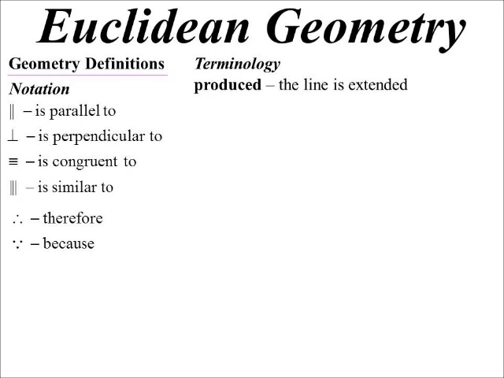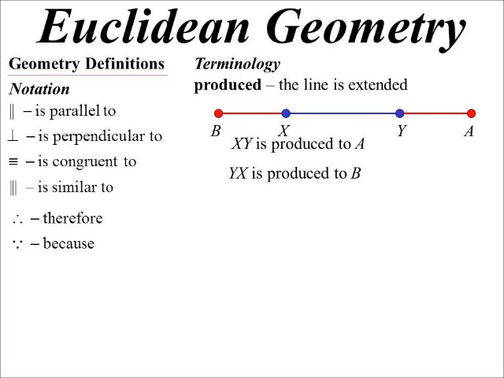Terminology that we use in geometry. So produced. Produced means the line is extended. And the way we use the word tells us how we extend the line. So if here's an interval, I suppose, would be more correct than line, but there's XY. If I was to say XY is produced to A, the naming of the interval tells us the direction we're going. So we're going X, Y, produce to A. Okay? And so if I wanted to go the other way, I would then say YX is produced to B.